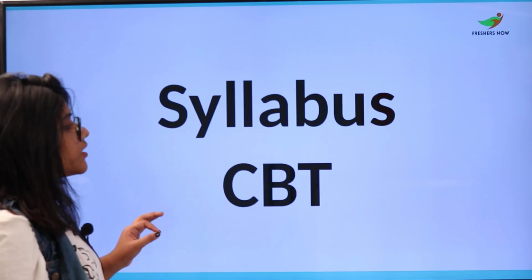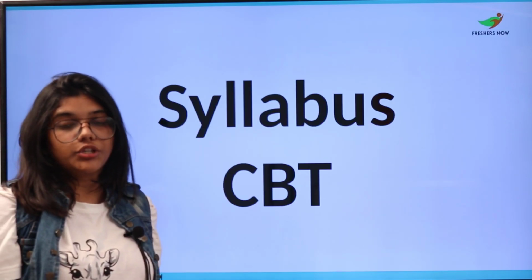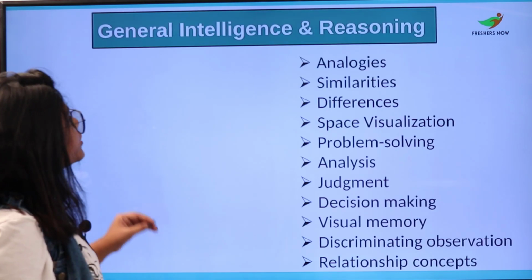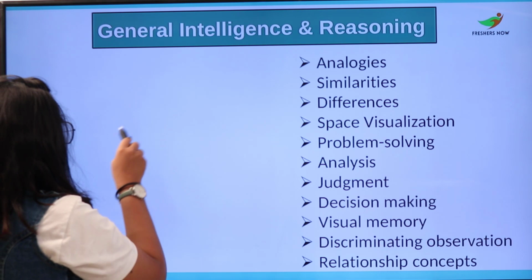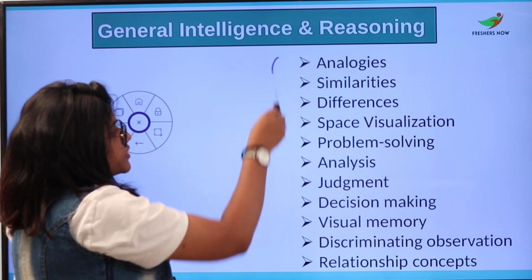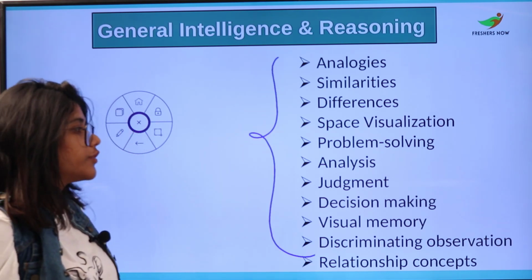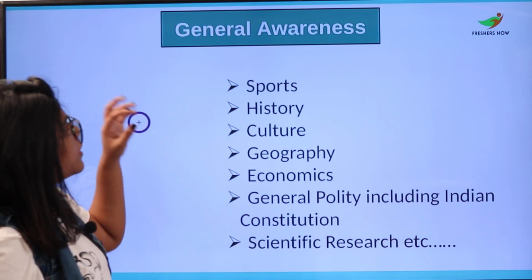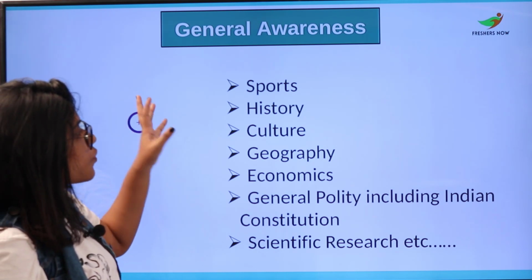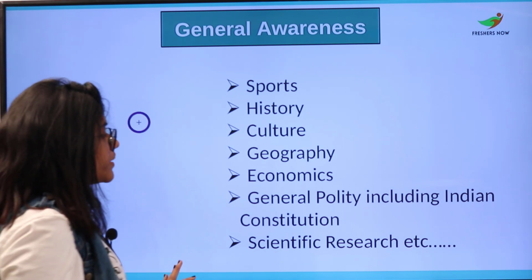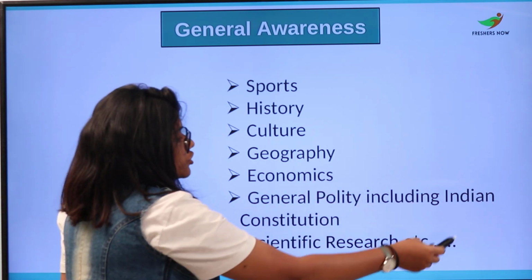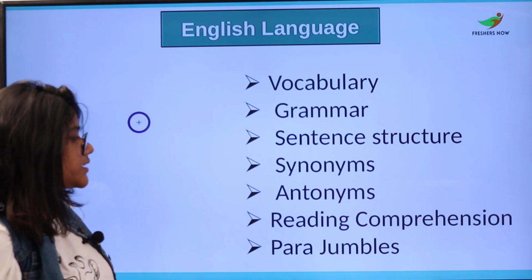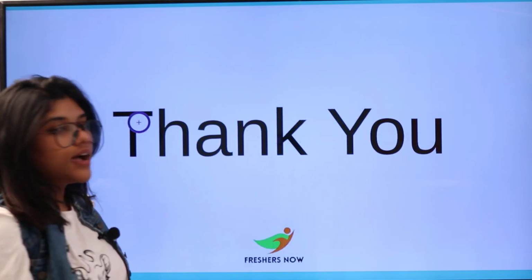Now let us see the syllabus, or the topics that you need to be aware of for your preparation for the CBT. For general intelligence and reasoning, topics like analogies, similarities, differences, space visualization, problem solving, analysis, judgment, decision making. For general awareness, you have to be prepared in sports, history, culture, geography, economics, polity including the Indian constitution, etc. For English language, vocabulary, grammar, synonyms, antonyms, reading comprehension, para-jumbles, etc.